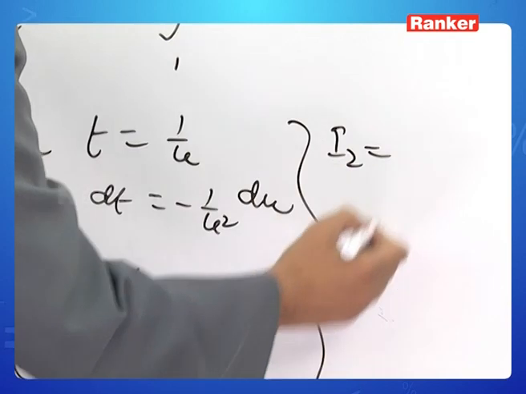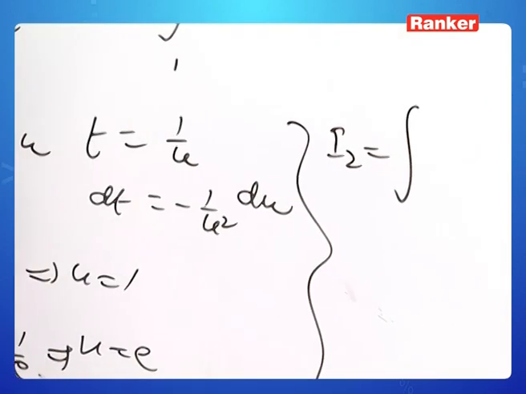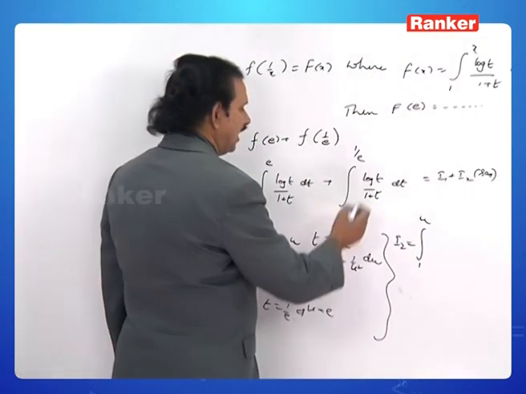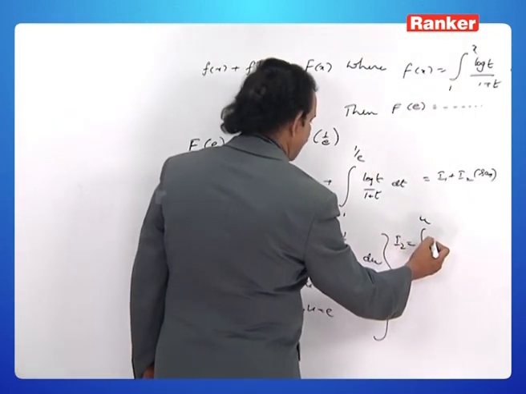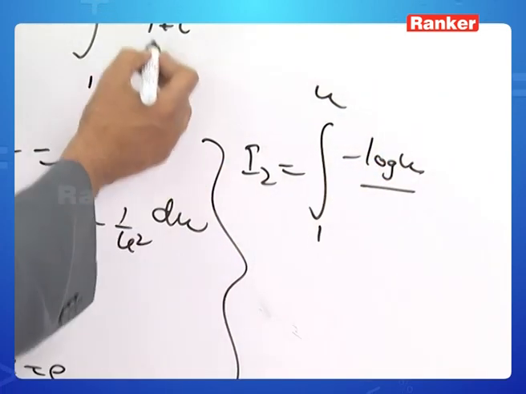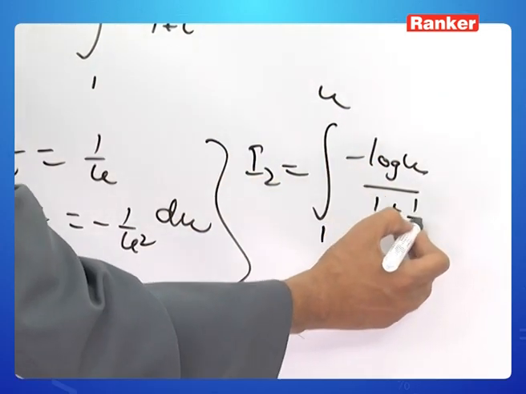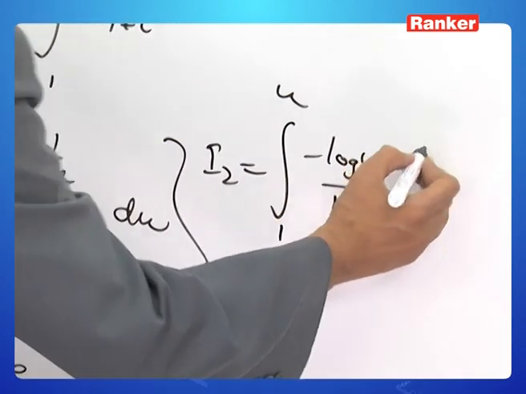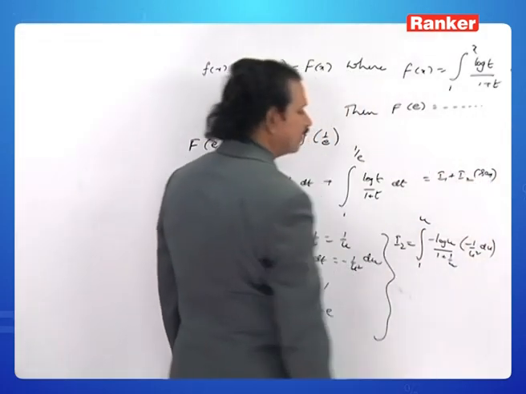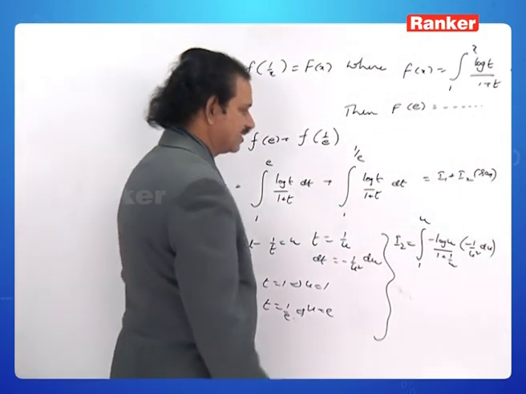Basing all these things, what is I2? You just simplify I2. Integral 1 to 1 by e becomes integral 1 to e in u. Log t, what is log t? Log 1 by u is minus log u. What is 1 plus t? 1 plus 1 by u. What is dt? Minus 1 by u square du. Minus and minus of course get cancelled.